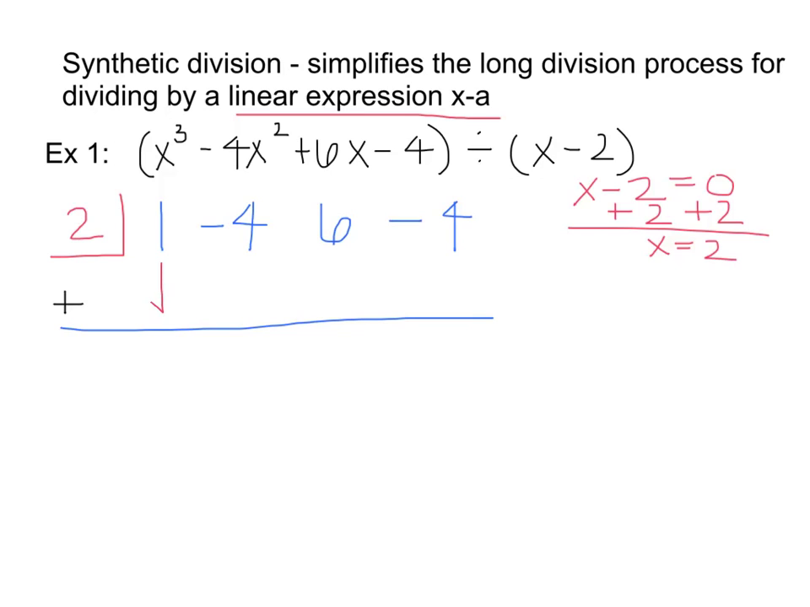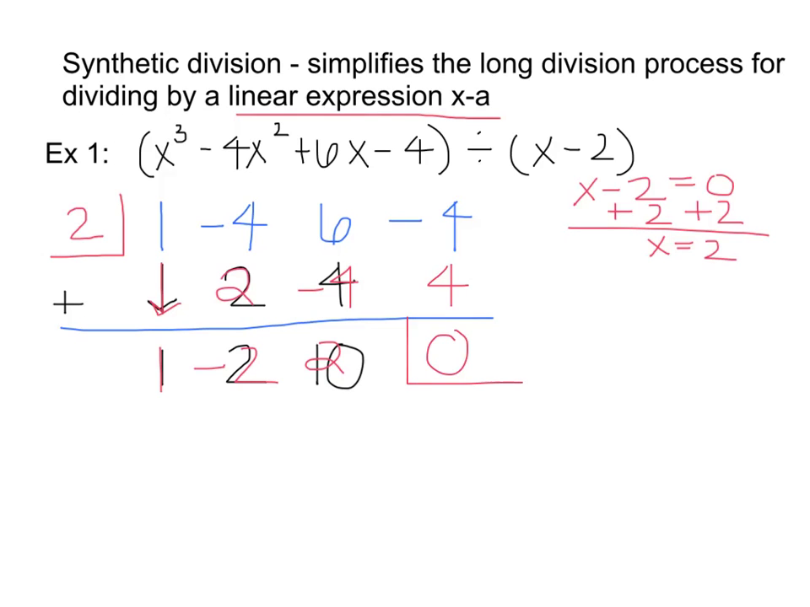The first thing you're going to do is bring down the 1. And then you are going to multiply 2 times 1 and you get 2. And then since that's the addition line, negative 4 plus 2 gives me negative 2. And then you repeat the process all over again. 2 times negative 2 gives me negative 4. And 6 plus negative 4 gives me 2. Multiply again. 2 times 2 gives me 4. Negative 4 plus 4 gives me 0. Whatever number is at the end is always your remainder. So in this case, we have no remainder.